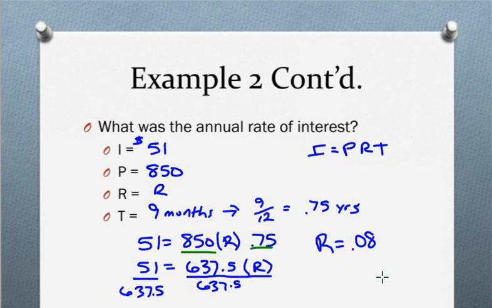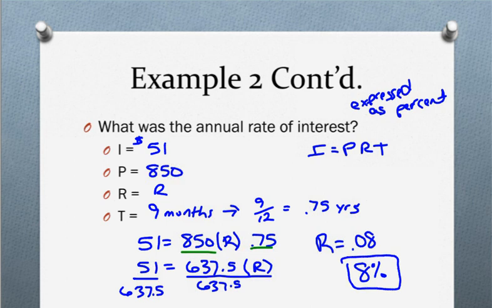Remember, we need to change this from a decimal back to a percent. An annual interest rate is always expressed as a percent. So we need to change this by moving the decimal over 2 places. This is 8%. So you could think of this as, if Joe gives Phil a $50 gift card, maybe Phil didn't ask for that, but in a sense, Joe paid an 8% interest rate for that money.